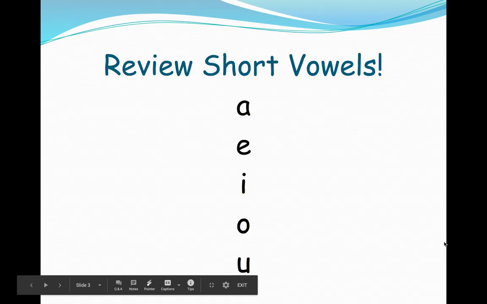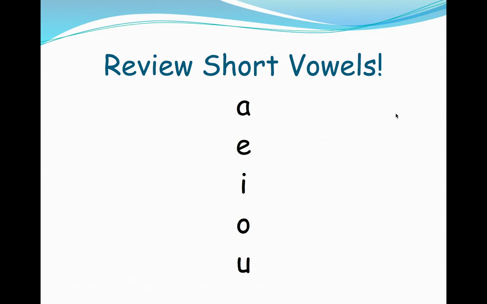All right, so we're going to review our short vowel sounds. So when you're saying your short vowel sounds, make sure you're doing your very best to say the correct sound of that letter. So our first vowel is A. A, apple, a. E, Ed, eh. I, itch, i. O, octopus, ah. U, umbrella.